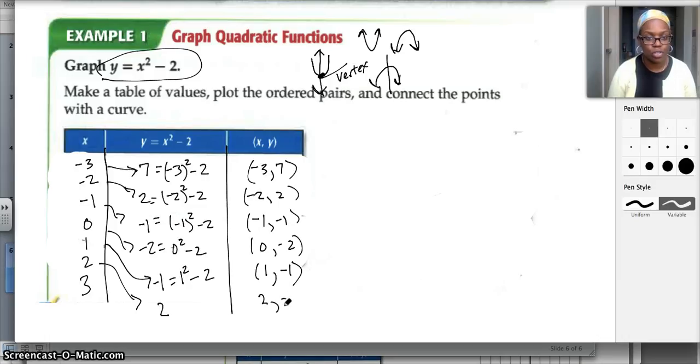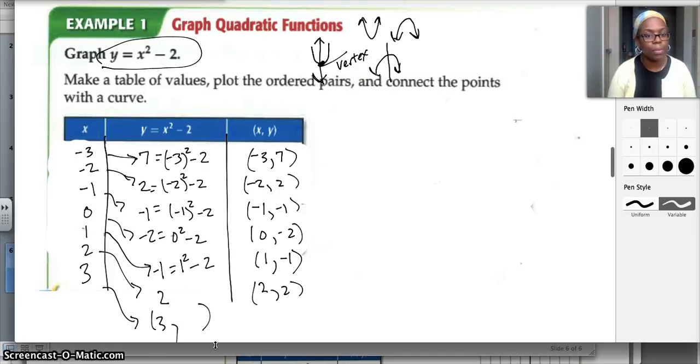So the point is 2, 2. And you guys should see symmetry happening. And if you don't see the symmetry happening now, you will definitely see it when we plot the points.